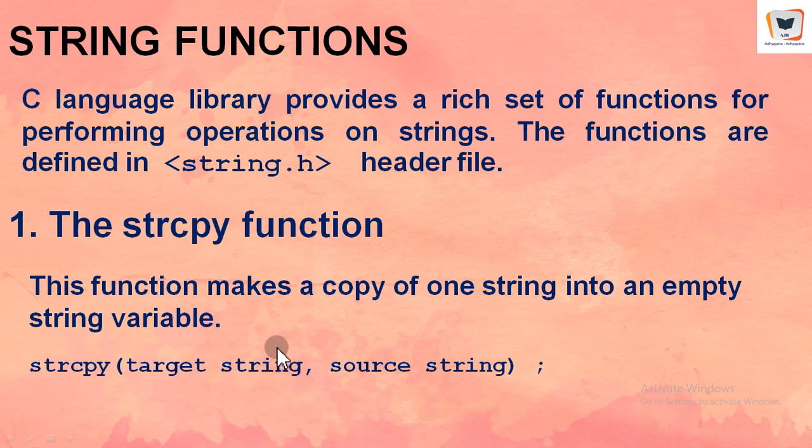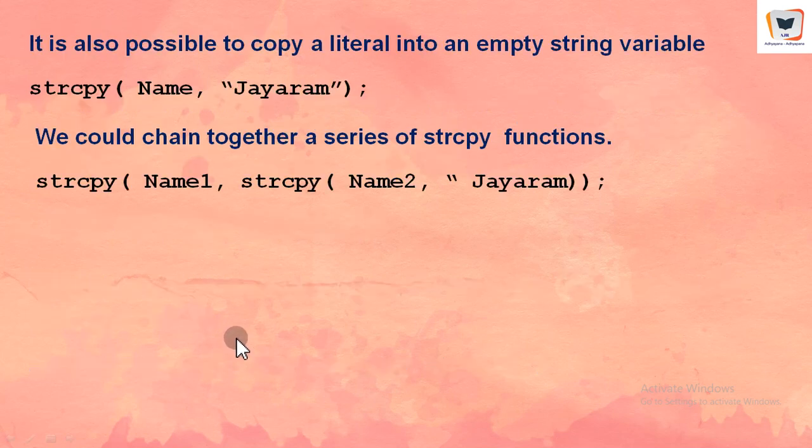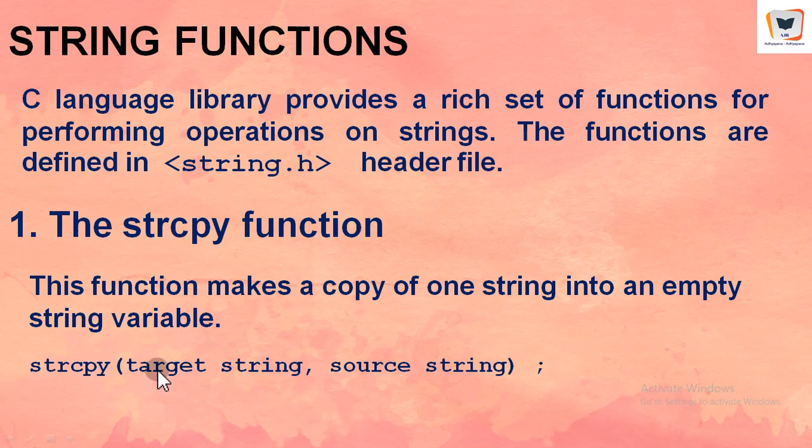This is the syntax of the string copy function. It will have 2 parameters. One is the target string, which is an empty string, and the other one is the source string. The source string will have the string literal or the string constant stored in it, and it will be copied into the target string, which should be empty. If the target string is not empty, whatever is available in the target string will be overwritten by whatever is being copied from the source string.